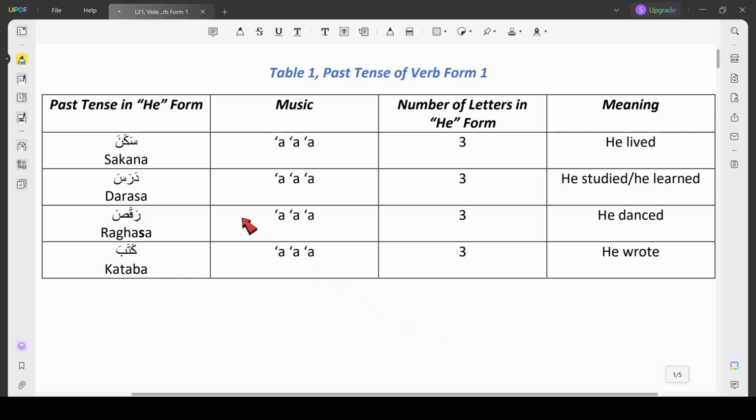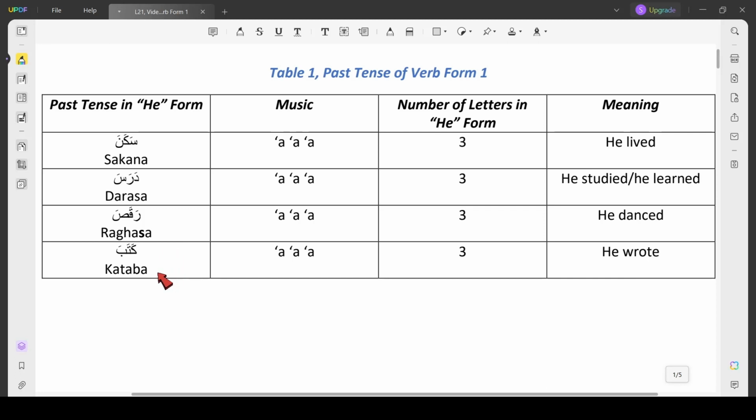First, let's just read the verbs. The first one, sakana, meaning he lived. Next, darasa, he studied or he learned. Next, raqasa, he danced. And the last one, kataba, he wrote.